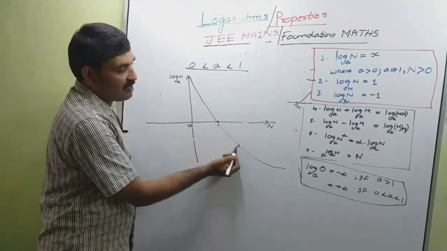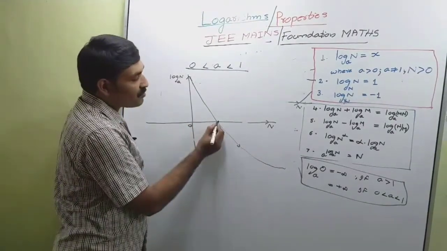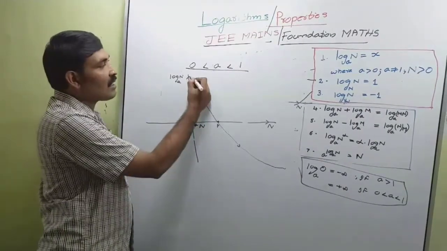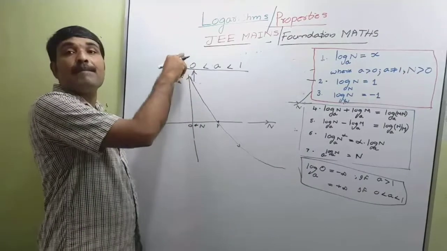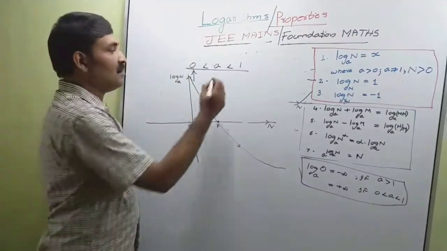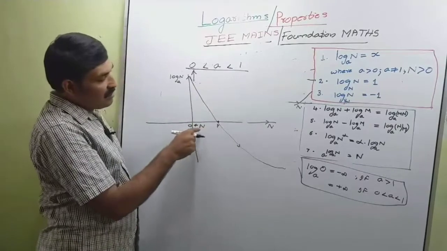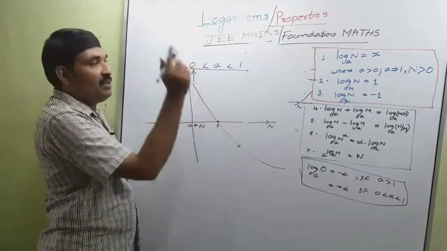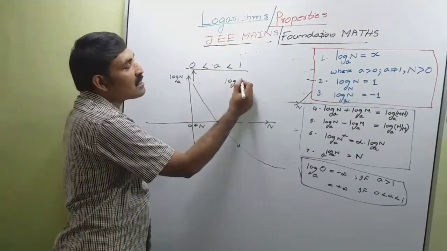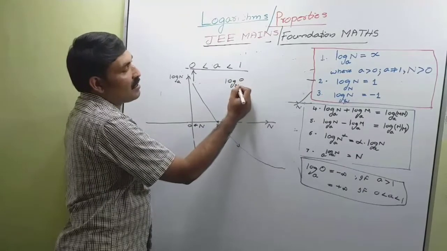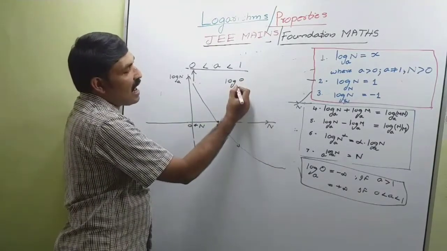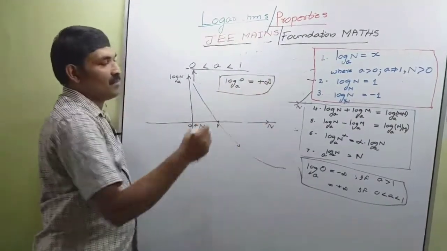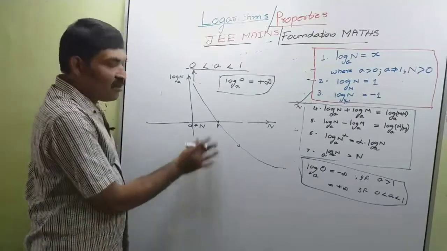This is exponentially decreasing. So as n is tending towards 0, the graph is going towards plus infinity. That means n is approaching 0, the graph is going to plus infinity. So log 0 to the base a is equal to plus infinity. Okay. Now look at this graph.